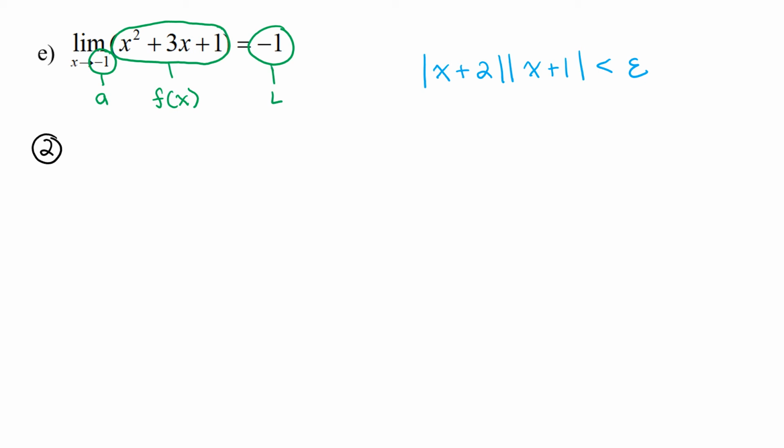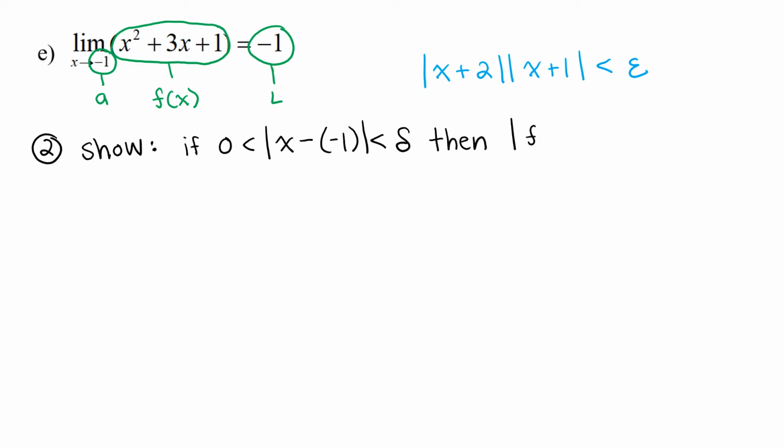So we need to show that if 0 is less than the absolute value of x minus a, so that's x minus negative 1, is less than delta, then the absolute value of f of x minus L is less than epsilon. But we have our f of x and L. Our f of x is this x squared plus 3x plus 1, and our L is negative 1.